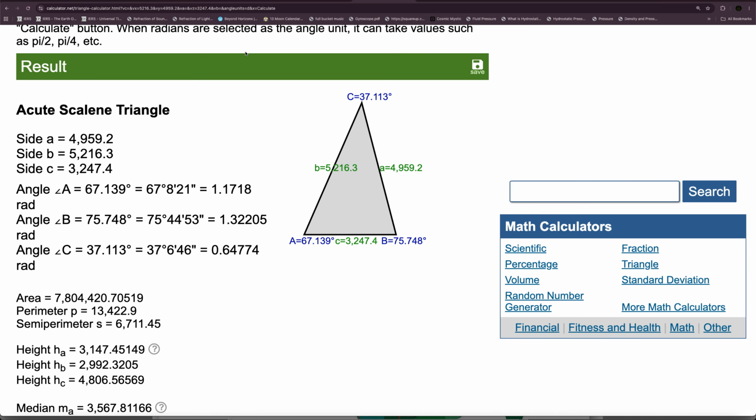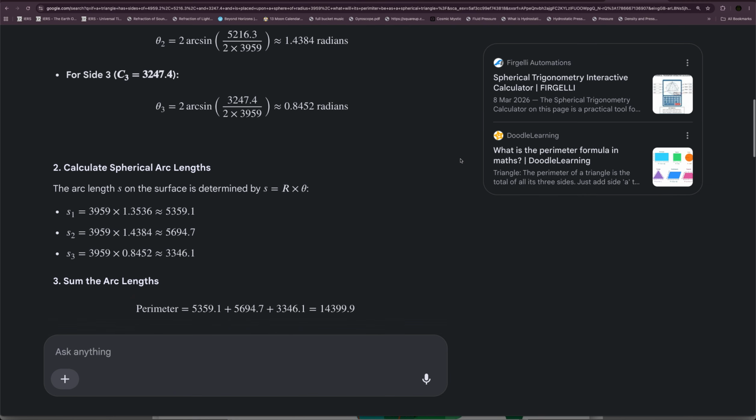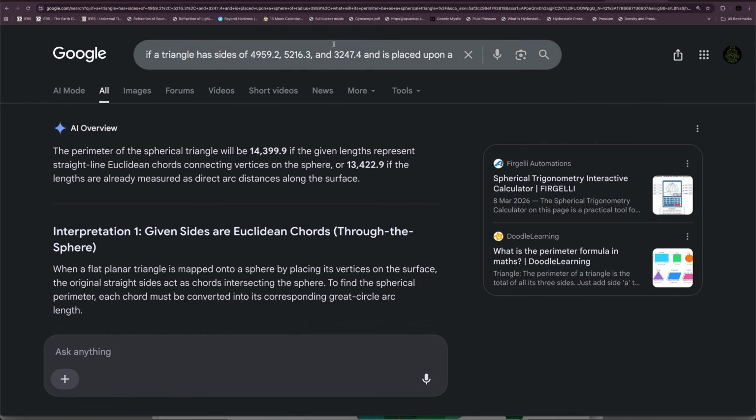So if we now go to what I did, I did this again, right? I took those three lengths into Google: if a triangle has sides of 4959.2, 5216.3, and 3247.4, and is placed onto a sphere of radius 3959 miles, the perimeter of the spherical triangle will be 14,399.9. So the perimeter is 13,422.9 as a normal triangle, and its perimeter is increased to 14,399.9.